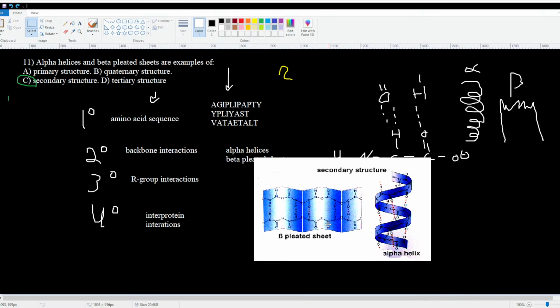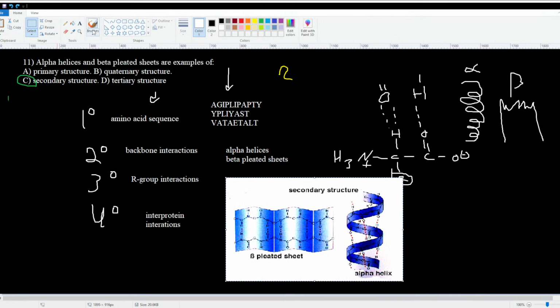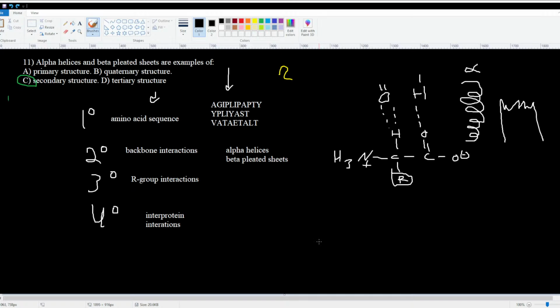So I just realized I've been saying it wrong the entire time. This is not the hydrogen that we're worried about. This is not going to have interactions. What is going to have interactions is the H on N, though. But anyway, right? So beta pleated sheets kind of look like this. They kind of fold together like that, and then alpha helices come along and they create sort of a loop. So that's alpha and beta, right?